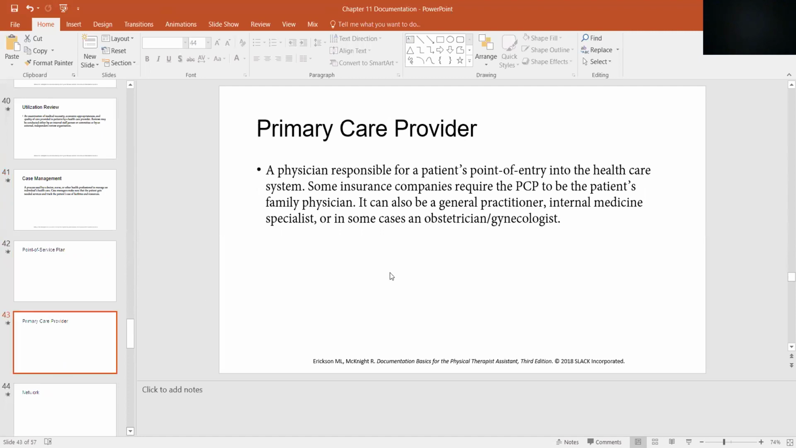Your primary provider is your physician responsible for point of entry into the healthcare system. So it's the first one that the patient should go see if they have somebody. Usually it's a family physician. It can also be a GP or internal medicine, and in some cases it can be an OBGYN doc.